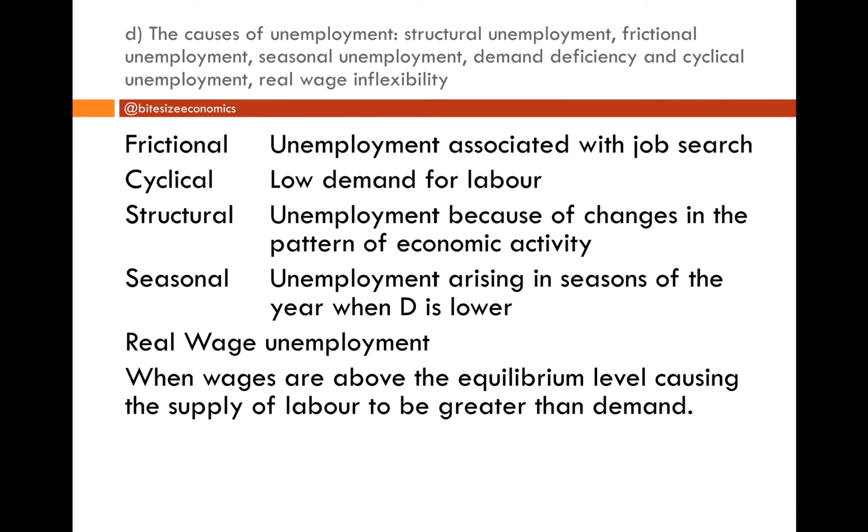Now, section D, this looks really long. The causes of unemployment: structural unemployment, frictional unemployment, seasonal unemployment, demand deficiency, and cyclical unemployment, real wage inflexibility. Okay, it takes longer to say than it actually is. Basically, frictional unemployment is unemployment associated with job search. So I always think of it as, if you get your hands, one hand is rubbing against the other hand. Pretend these are different jobs, and when you're rubbing against each other, it creates friction. So it's like frictional, and it's like the time in between these two jobs.